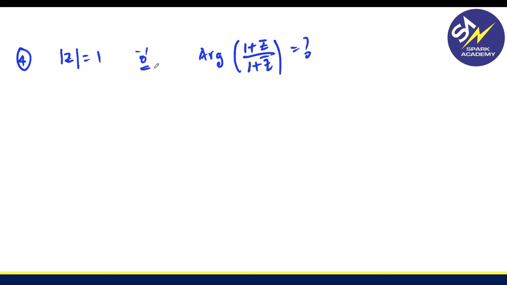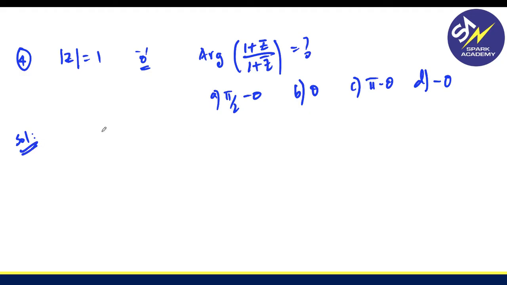Fourth question. If z is a complex number of unit modulus, so basically they give mod z equal to 1, then arg of (1 plus z) by (1 plus z bar) is equal to, and argument is theta. Options are pi by 2 minus theta, pi minus theta. Okay. So let's do the solution here.